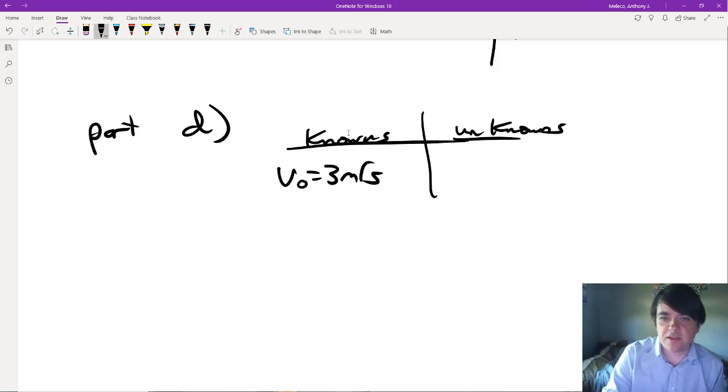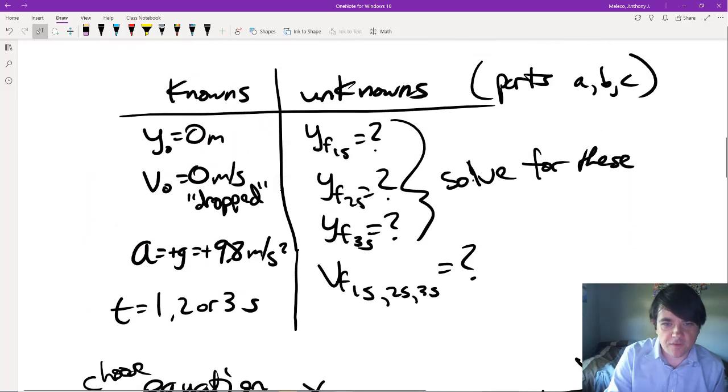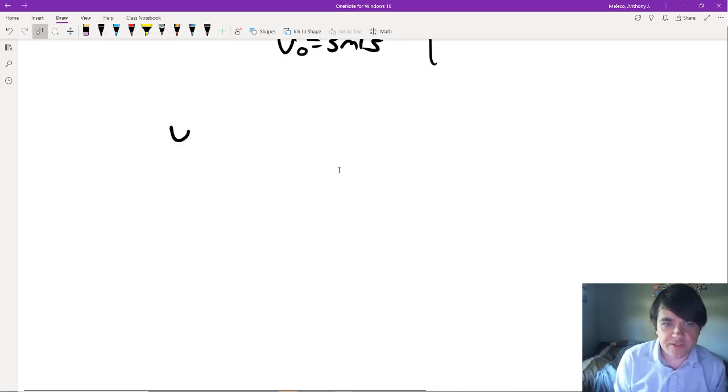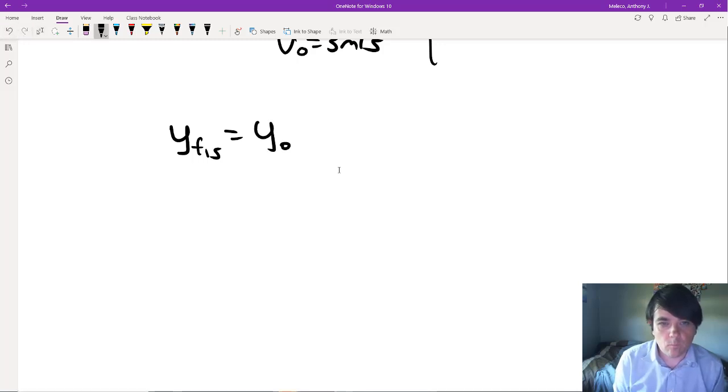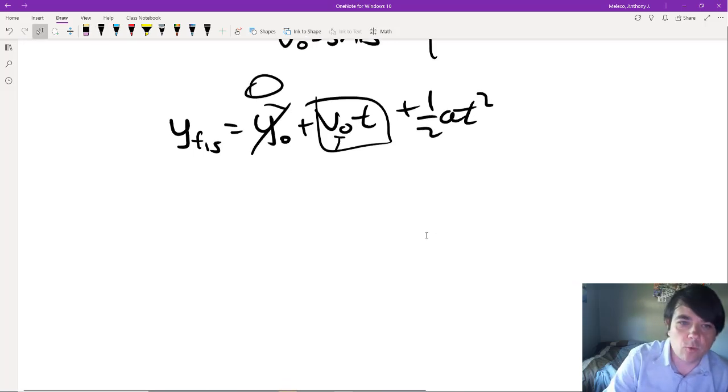Okay, the other stuff is the same. So we're still going to use this guy. And we want to know what our positions look like now. So y final at 1 second equals y initial plus v0 t. And now we can't get rid of this because v0 is now 3 and not 0, but we can still get rid of the y initial.